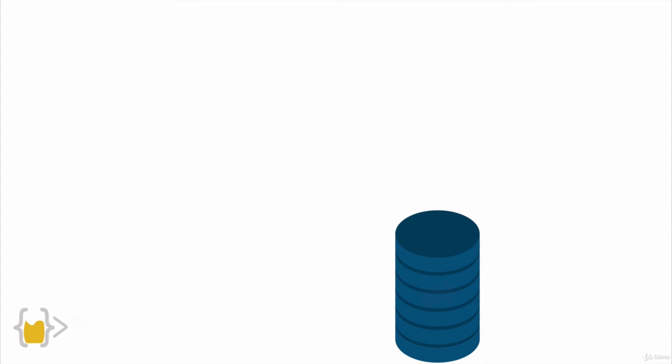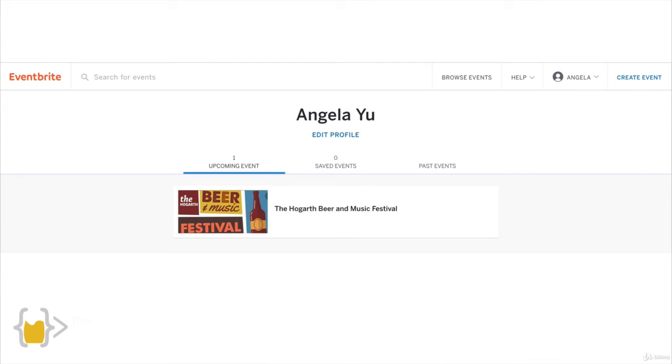And that means that when I come back at a later date, I'm able to log back onto Eventbrite and it will be able to retrieve from its database all of the data that is associated with my account. So for example, it could retrieve my ticket to the Hogarth Beer and Music Festival.